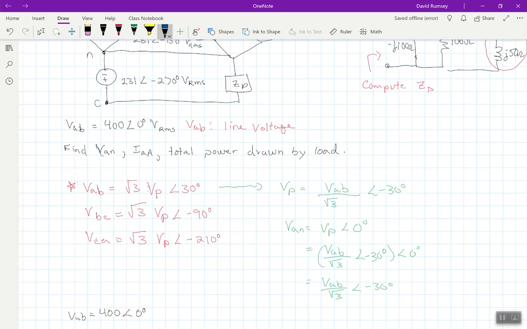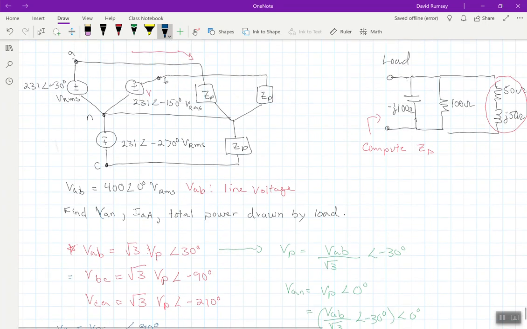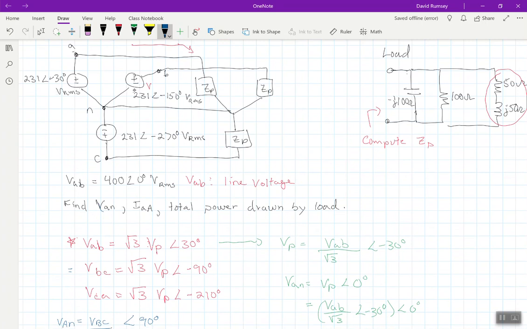If we wanted to do it for the VBC here, I'll just write them beneath here in blue. So if you were given VBC, VAN would be VBC over the square root of 3 at an angle of 90 degrees. And VAN would be VCA over square root of 3 at an angle 210 degrees. So if you're given a line voltage, it's easy to figure out VAN. And then once you know what VAN is, to find VBN and VCN, you're literally just adding a phase shift.